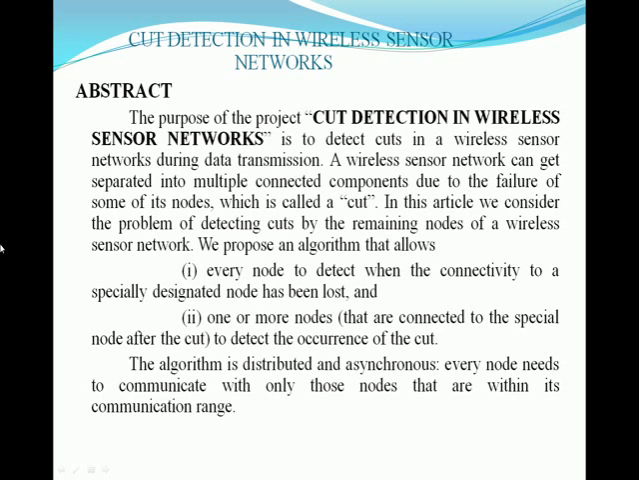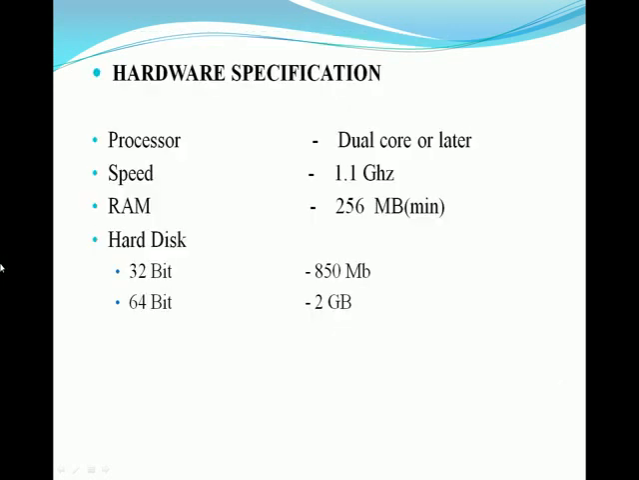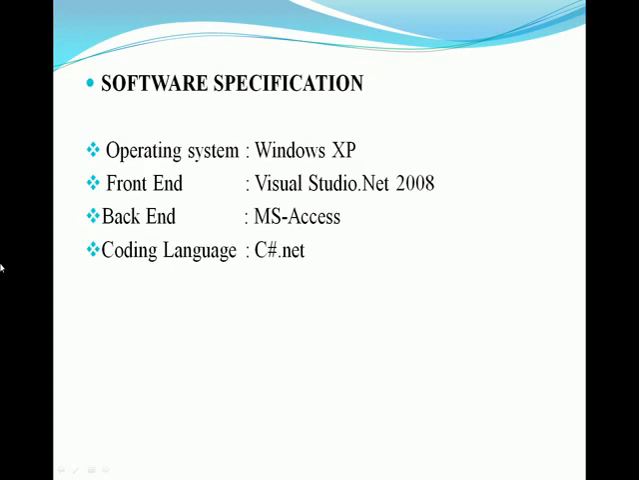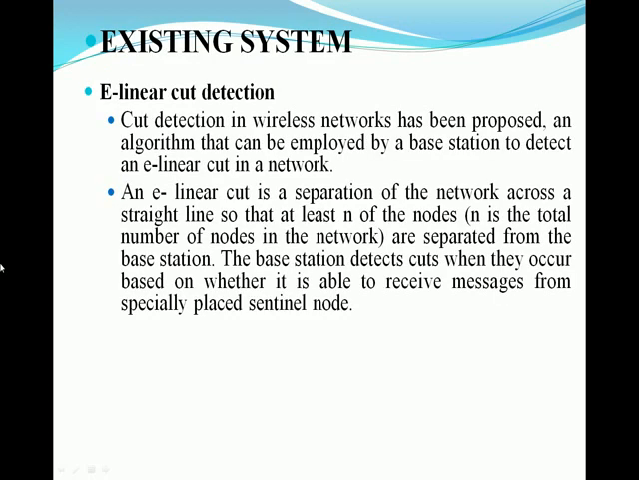The main purpose of this project is to detect cuts in a wireless sensor network. For example, when you are transmitting data over a wireless sensor network, a wireless transmission consists of several sensor nodes. When you are transmitting a huge amount of data from one source towards a destination, if there is a failure in some of its nodes, there is a huge data loss. The actual data will never be received at the destination.